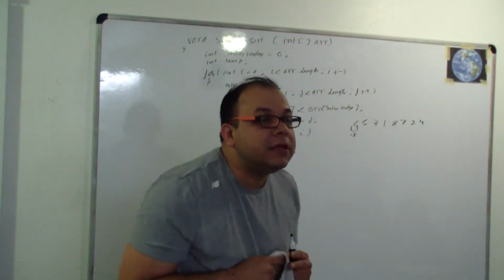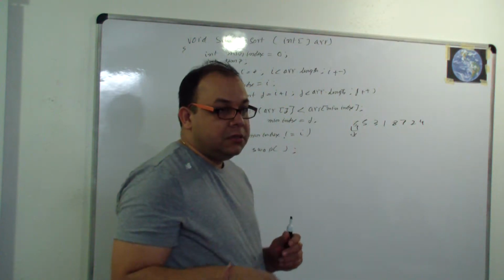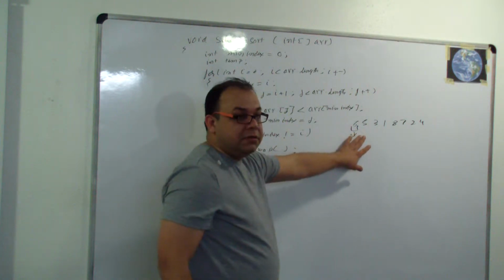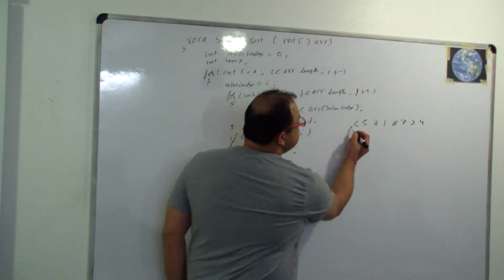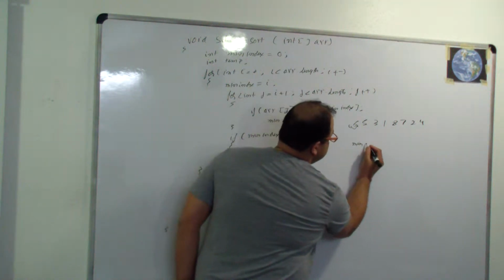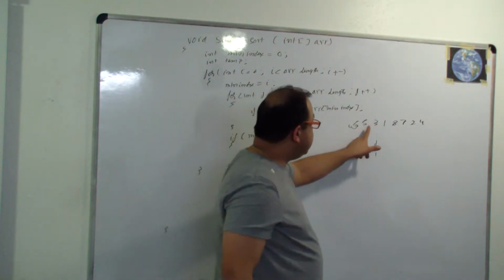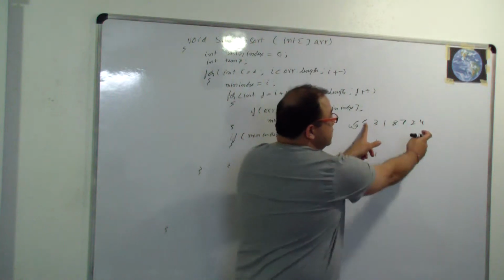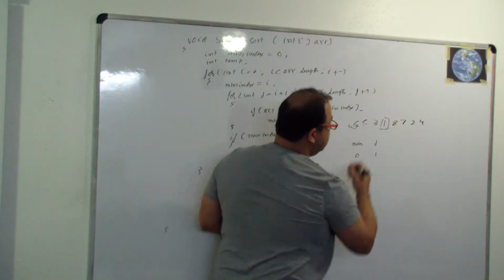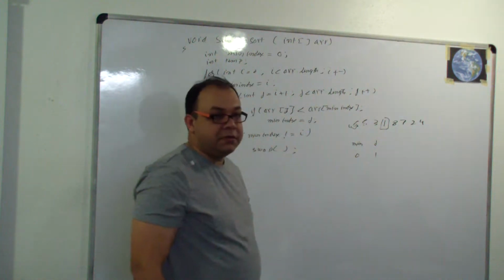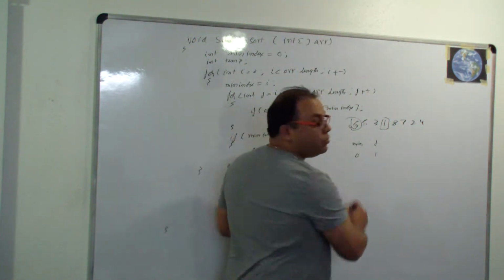So when the minimum index is not equal, you're swapping. For example, in that case, you have 5, 3, 1, 8, 7, 2, 4, right? So our min index is initially 0. j is equal to 1, and we continue from 1 till the end. We continue in this loop, and we find that 1 is the minimum. You continue till the end of the entire array, so it's order of n square.